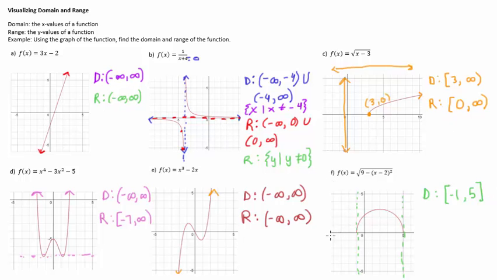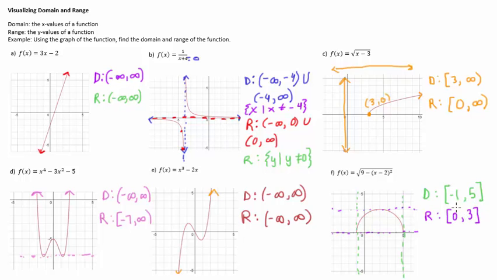And then our range is that we would start here at the bottom at a y value of 0, and go up to where the top of our circle touches, which is at 3, and so our range goes from 0 to 3.